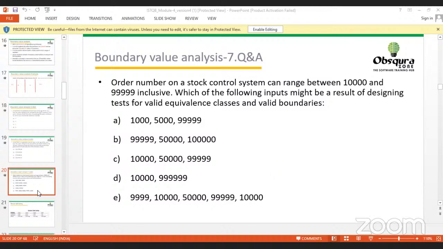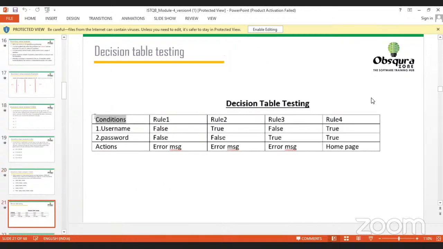Okay. Can I move on to the next one? Okay. I think now we can move on to the next thing. So now the equivalence classes and boundary values is completed.